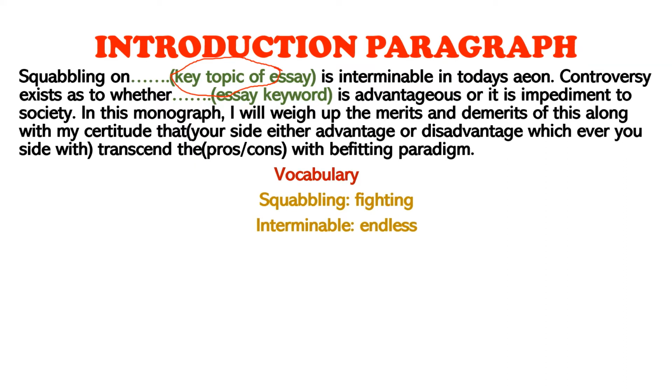Interminable means endless. The fight, the argument on whether art should be taught or not is endless in today's aeon. Aeon means era, the generation. So squabbling on learning art is interminable in today's aeon. Now our thesis statement: controversy exists as to whether teaching children art in school is advantageous or an impediment to society. Impediment means hindrance, obstacle. So I'm saying controversy exists as to whether it should be taught or not, whether learning art is advantageous or a hindrance.